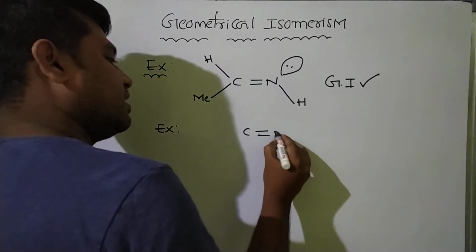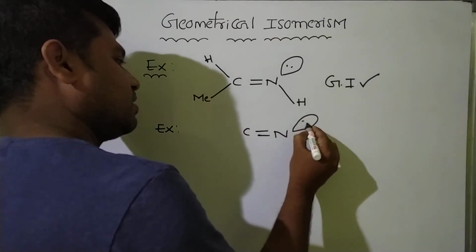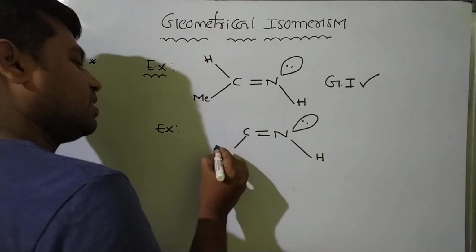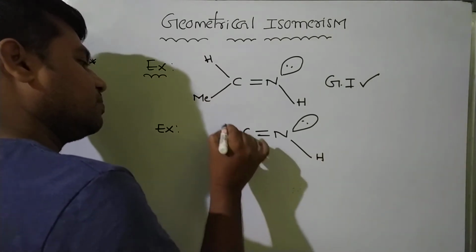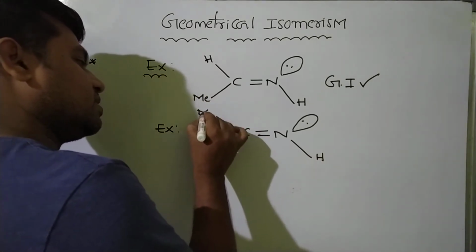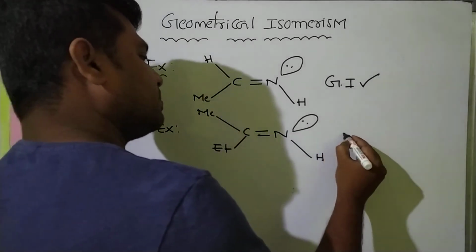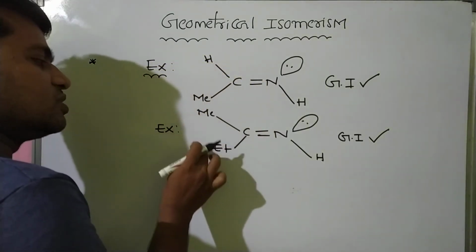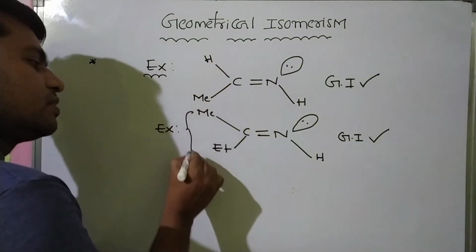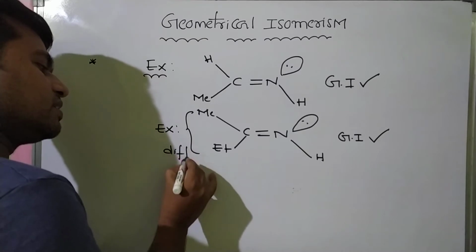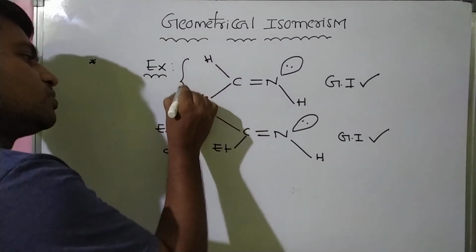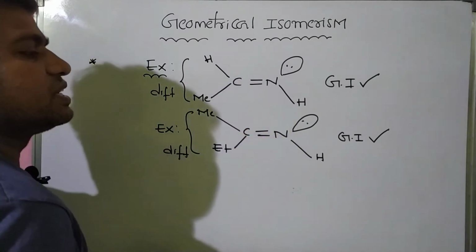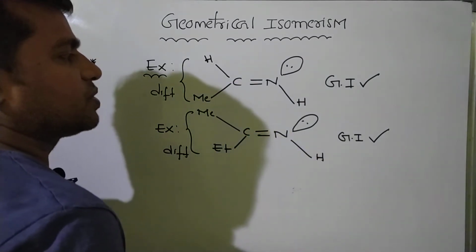Next example, C double bond N. This is hydrogen atom. Here this is ethyl group. So this is methyl group. This will also exhibit geometrical isomerism. Why? Because these two groups are different, these two groups are different, and here also these two groups are different. Definitely these two molecules will exhibit geometrical isomerism.